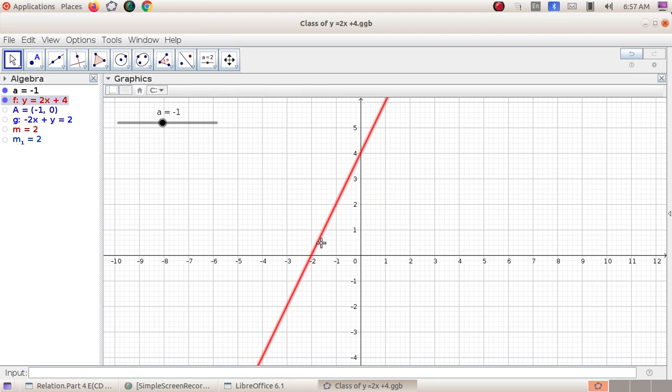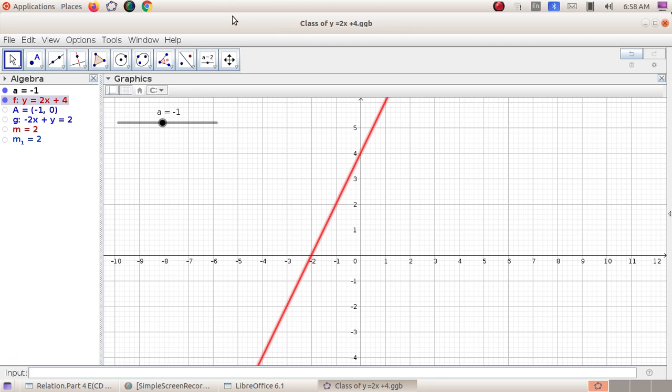What is slope? This angle is called inclination. Then slope is tan theta. What is tan theta? Opposite side by adjacent side. The length of this side is 4 and the length of this side is 2. 4 by 2 equals 2. Tan theta equals 2. Therefore, the slope of this line is 2. By observing the graph, we can say the slope of the line is 2. By observing the equation, we can say that the slope of the line is 2.